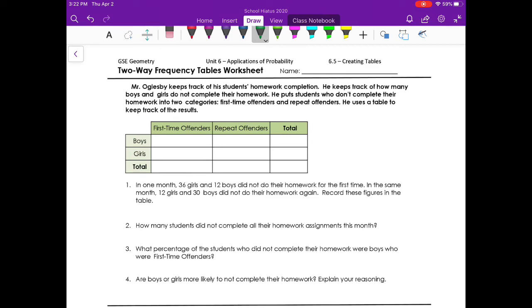Number 1, in 1 month, 36 girls and 12 boys did not do their homework for the first time. In the same month, 12 girls and 30 boys did not do their homework again. Record these figures in the table.